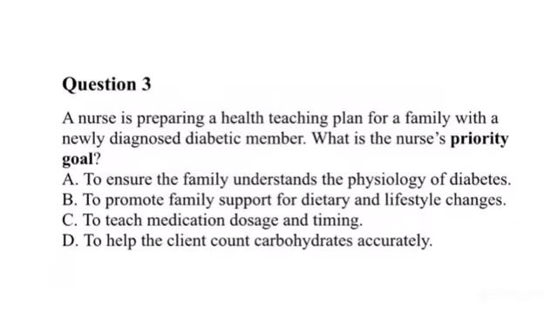Question 3. A nurse is preparing a health teaching plan for a family with a newly diagnosed diabetic member. What is the nurse's priority goal? A. To ensure the family understands the physiology of diabetes. B. To promote family support for dietary and lifestyle changes. C. To teach medication dosage and timing. D. To help the client count carbohydrates accurately.